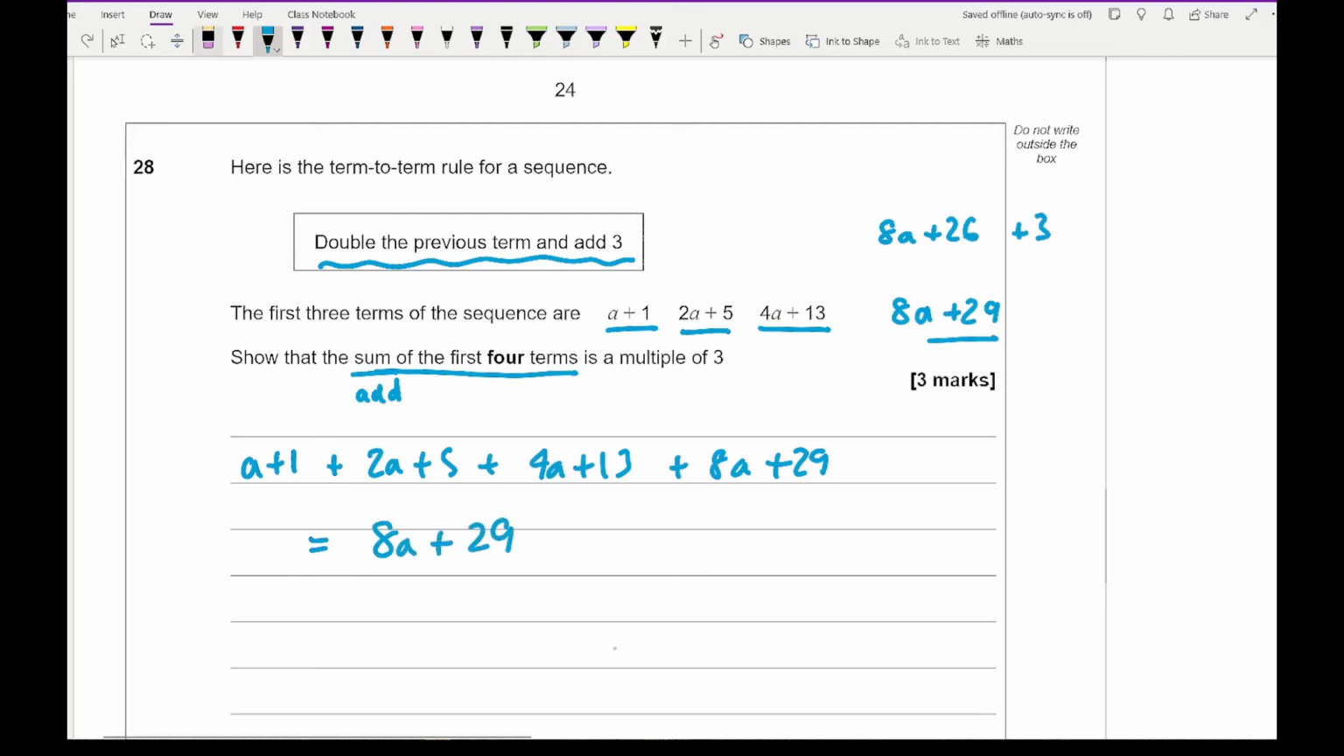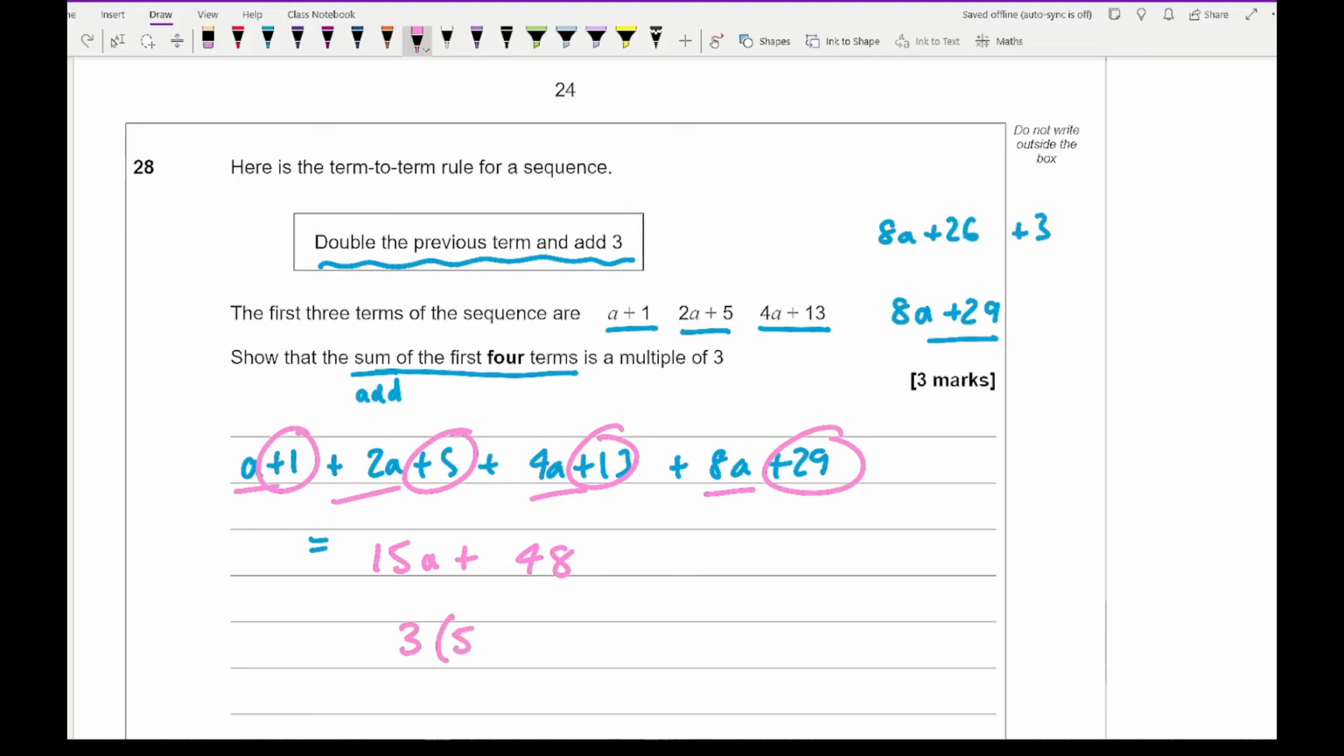Sorry, that's the wrong term there. It gives me a total of a plus 2a plus 4a plus 8a, which gives me an answer of 15a. And then adding up the numbers, I get an answer of 48. Now to show it's a multiple of 3, all I need to do is factorise this, so I could take 3 out. So I've got 3 lots of 5a plus 16.